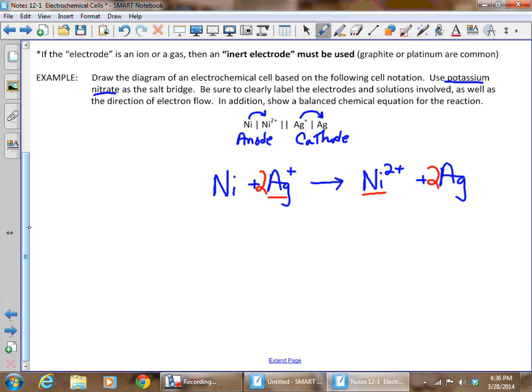I pretty much always put my anode on the left and cathode on the right, but I want to make sure you realize that they don't always do that on the AP test. Sometimes they'll have the cathode on the left and the anode on the right. That's why it's critical that you remember that the anode is where oxidation occurs and the cathode is where reduction occurs. But I'm going to draw it in the same order as the standard cell notation.